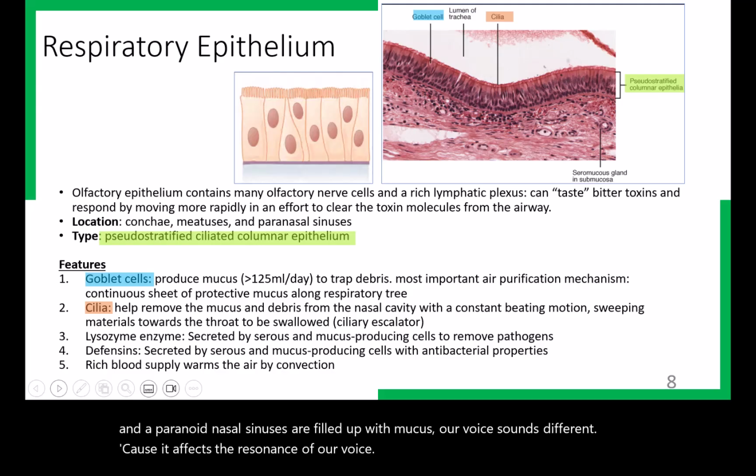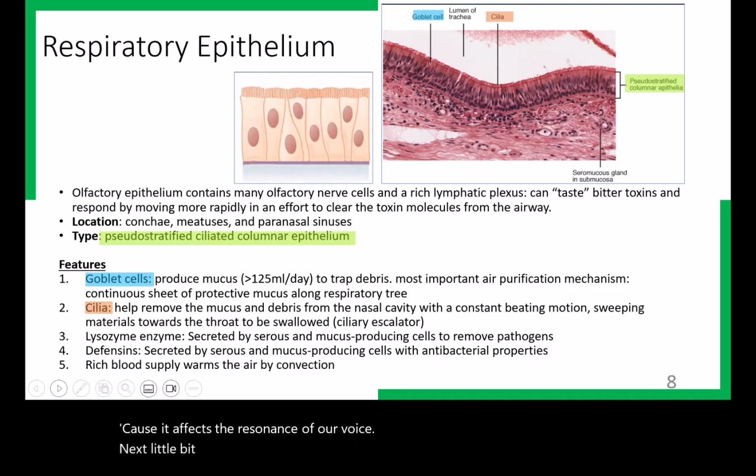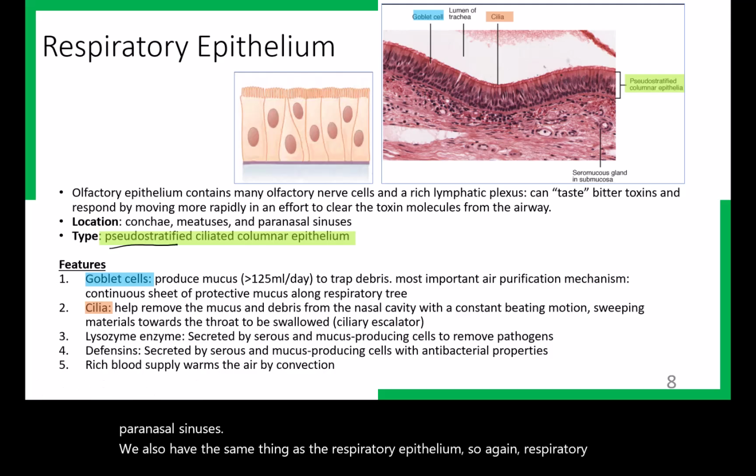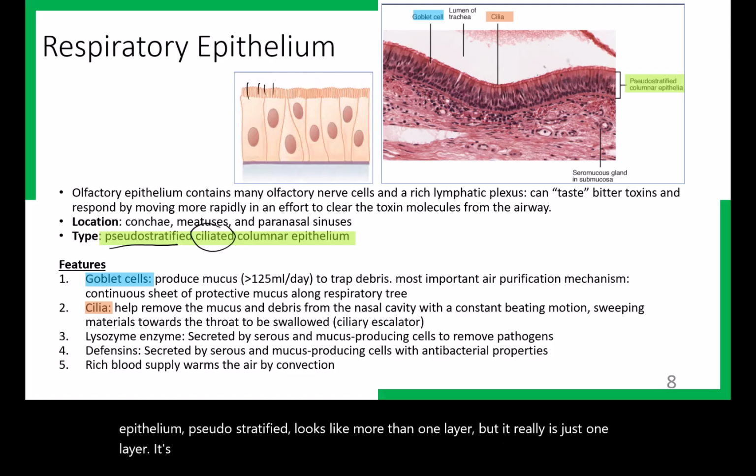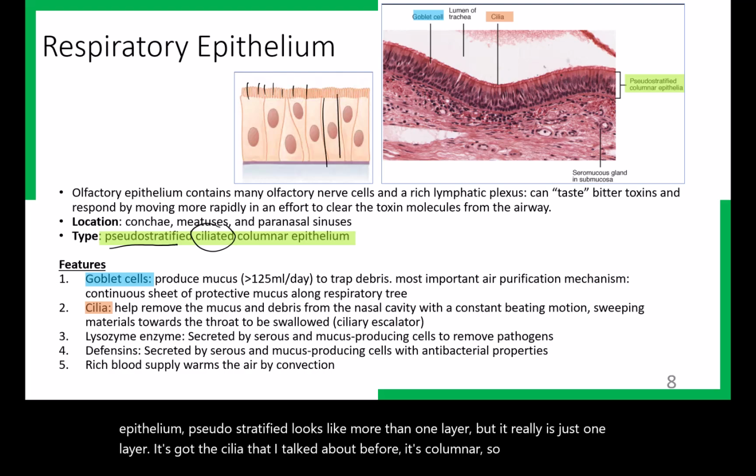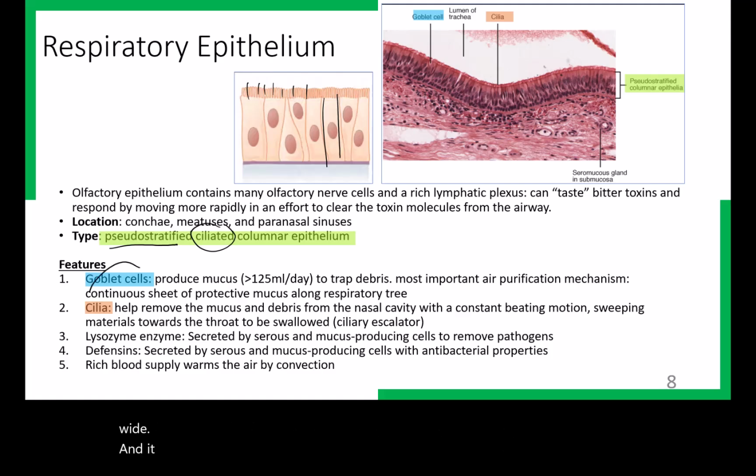Next, when we talk about pseudostratified epithelium in the paranasal sinuses, we also have the same thing as the respiratory epithelium. So again, respiratory epithelium, pseudostratified, looks like more than one layer, but it really is just one layer. It's got those cilia that I talked about before. It's columnar, so it's taller than it is wide. And it has a lot of goblet cells, right?